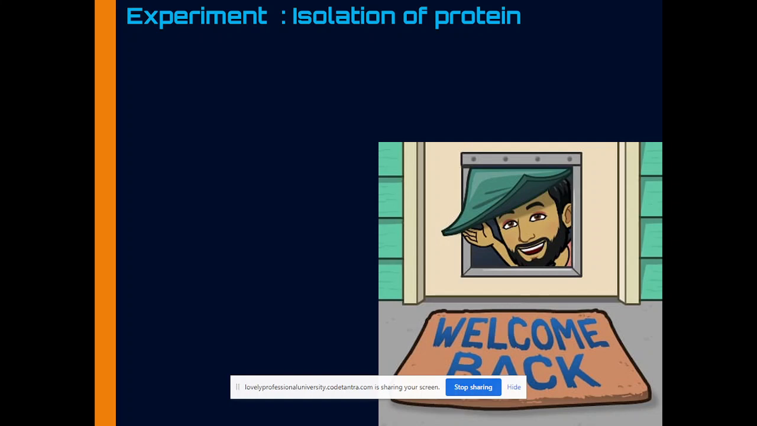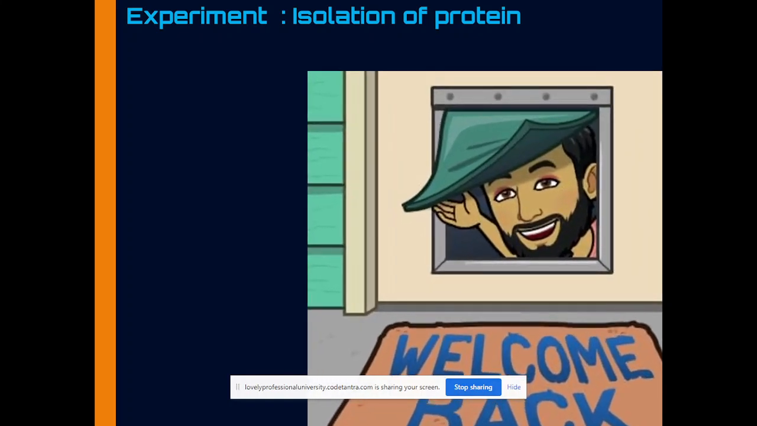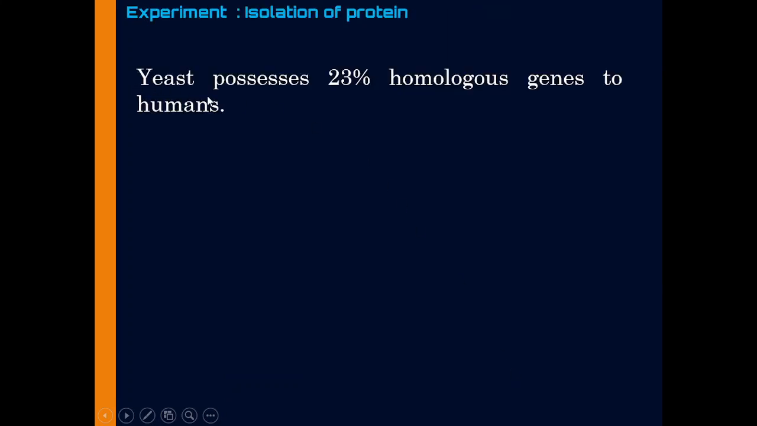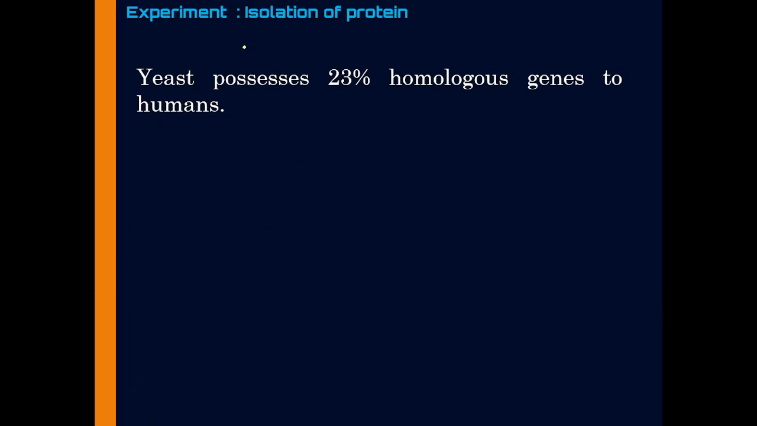Today in class we will be talking about the isolation of protein. Specifically, we will talk about the yeast. Yeast is one of the very popular model organisms, like the first eukaryote whose genome was sequenced in 1996, because of its genetic amenability and short generation time. It is preferred as a model organism.